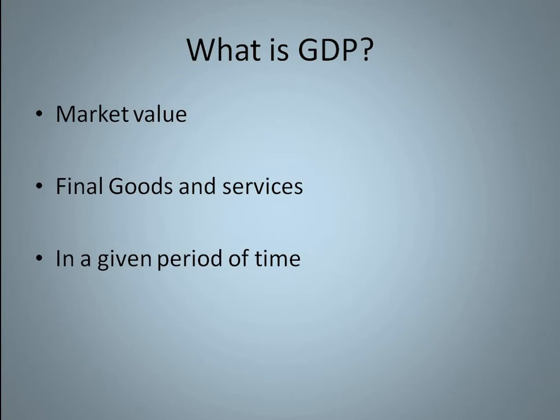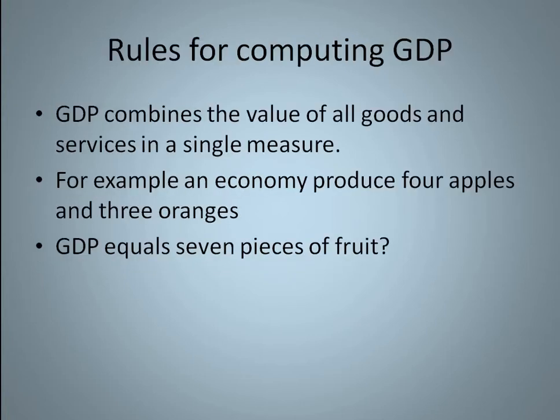So, first of all, what is GDP? The definition of GDP is: gross domestic product is the market value of all final goods and services produced within an economy in a given period of time. So how can we compute this GDP? There are some rules for computing GDP.